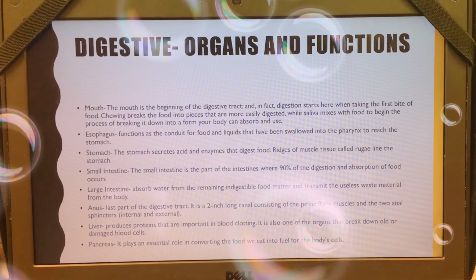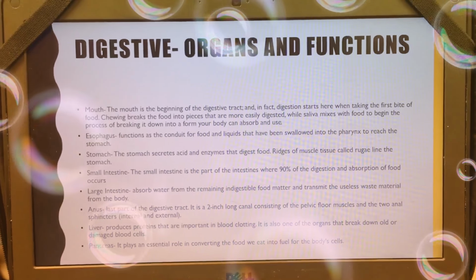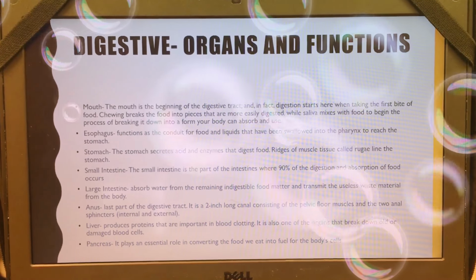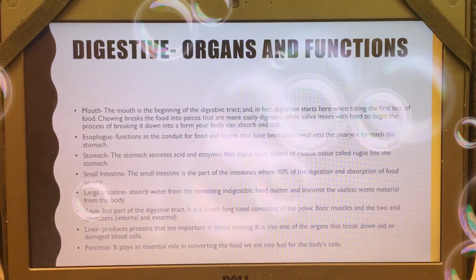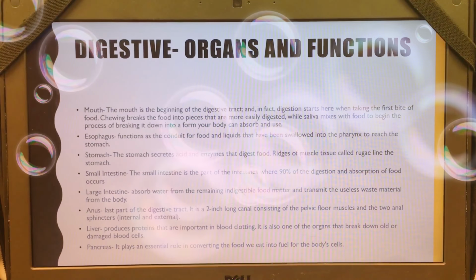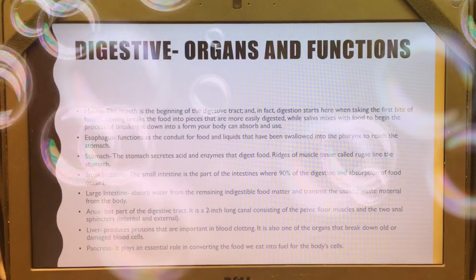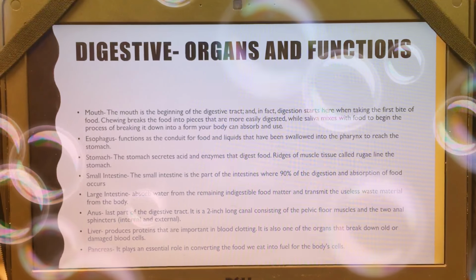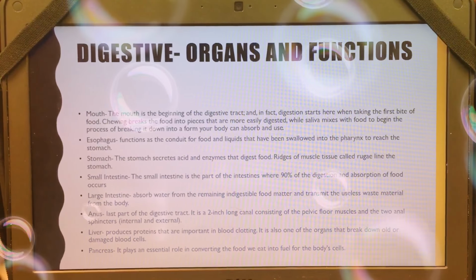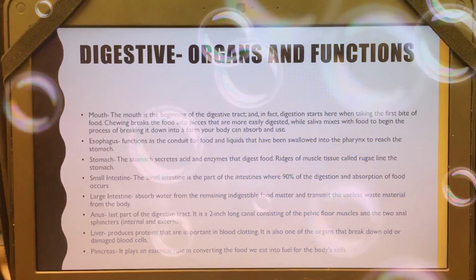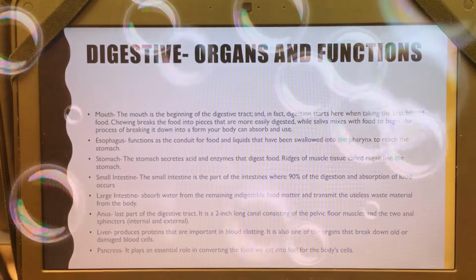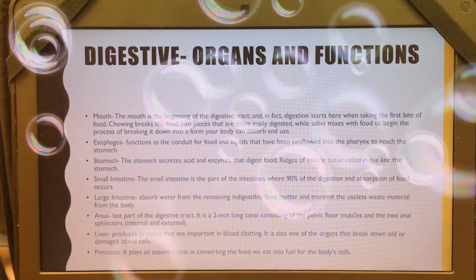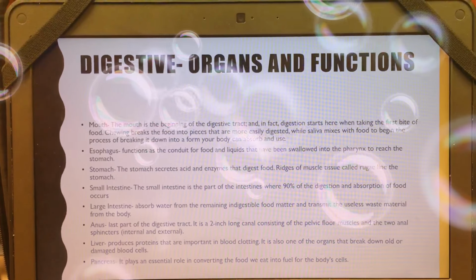The small intestine is the part of the intestines where 90% of the digestion and absorption of food occurs. The large intestine absorbs water from the remaining indigestible food matter and transmits the useless waste material from the body. The anus is the last part of the digestive tract. It is a 2-inch long canal consisting of the pelvic floor muscles and the two anal sphincters, internal and external.